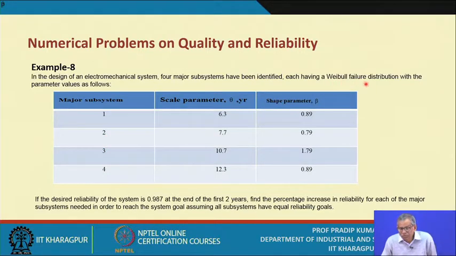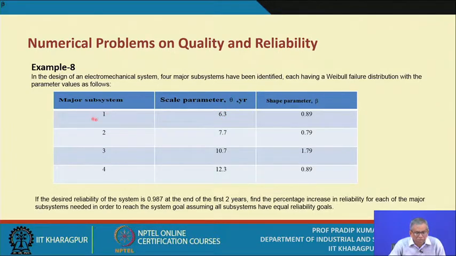Each having a Weibull failure distribution. Actually, it is Weibull. Whenever you say failure distribution, it means time to failure distribution with the parameter values as follows. So, what are those parameter values? The scale parameter theta or alpha, whatever it is, and the shape parameter beta I have already mentioned. Is it okay? Now, these are the values you have obtained.